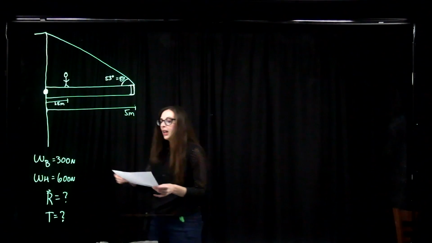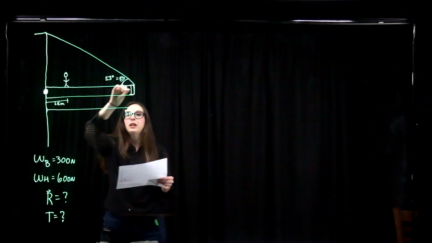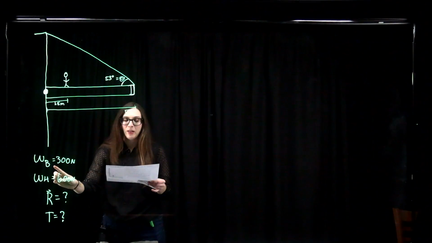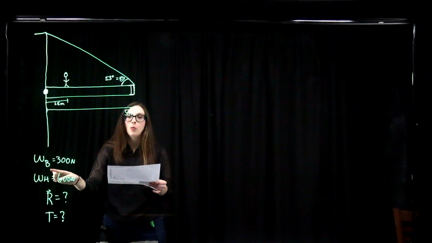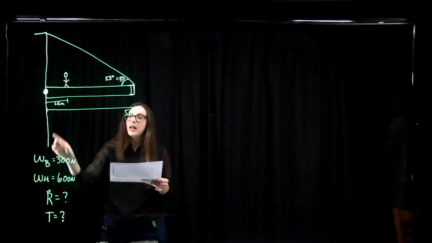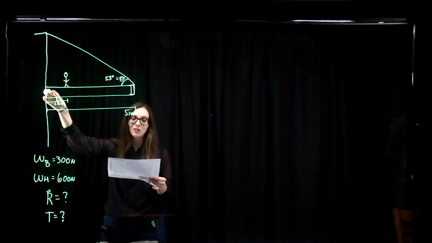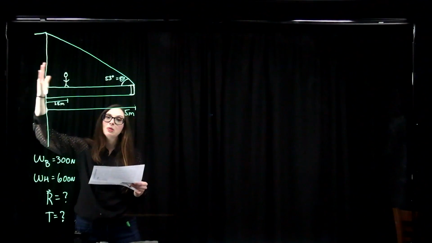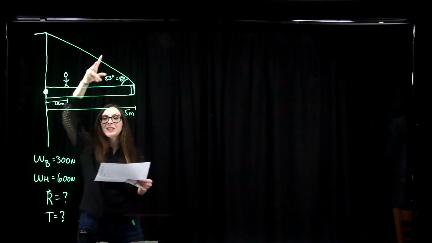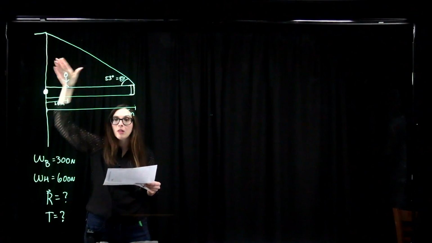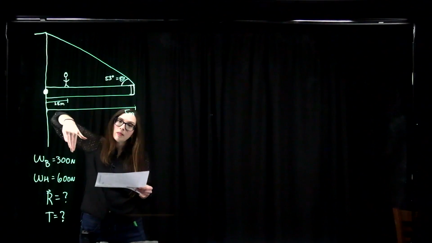So we have a uniform horizontal beam right here, which is 5 meters long, and it weighs 300 newtons. Okay, this is the weight of my beam. And it's attached here to the wall by a pin connection that allows this beam to rotate. Okay, if we snipped this cable here, then the beam is going to fall this way.